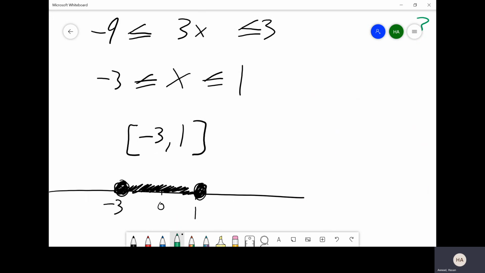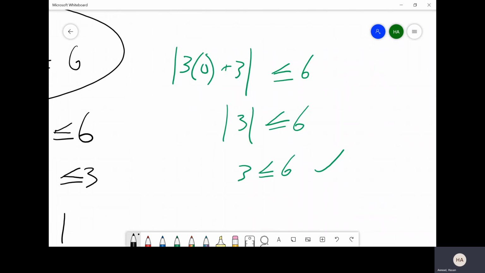Well, let's see if we pick a number outside of the interval. Let's see if we'll have the same results. So a number that's outside the interval is going to be 2, right? Say I pick 2. I'm just going to erase things because it's a lot easier to do that than write it all over. So 3 times 2 is going to be 6, plus 3 is going to be 9. So we have the absolute value of 9, and the absolute value of 9 less than or equal to 6 is incorrect, right? That does not work.